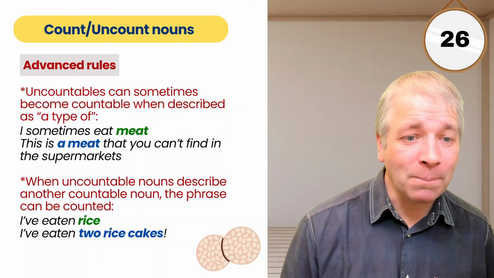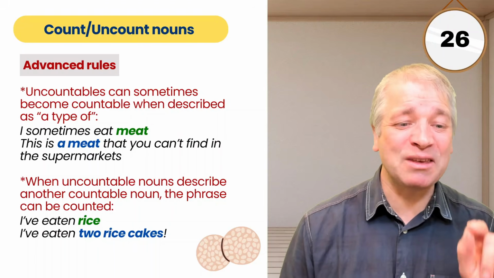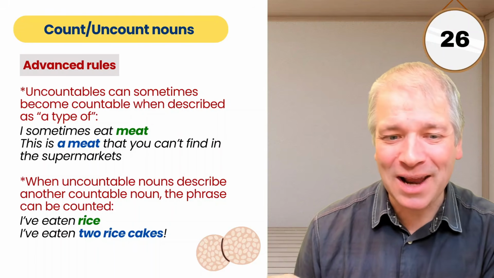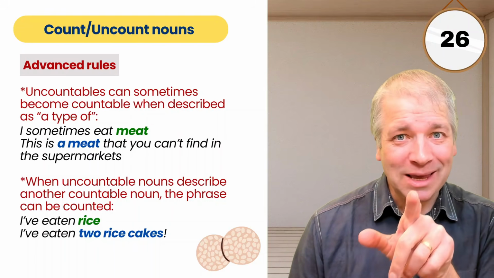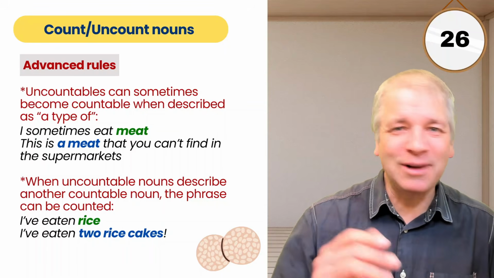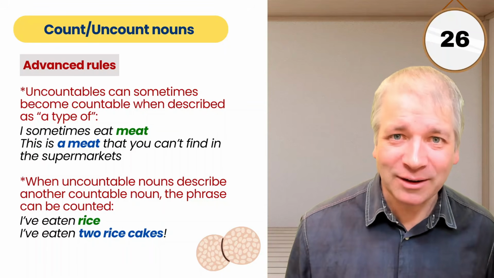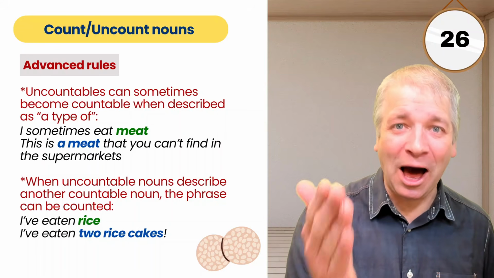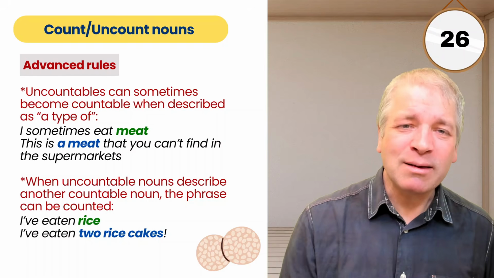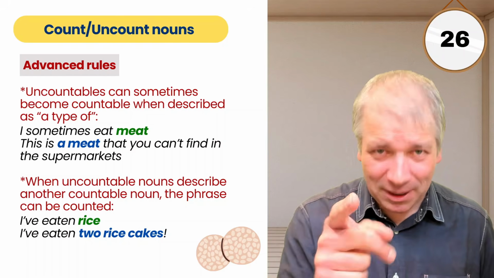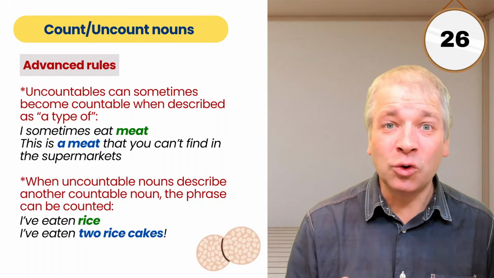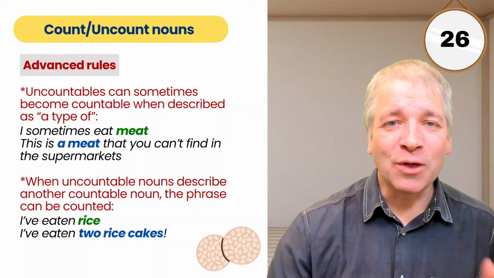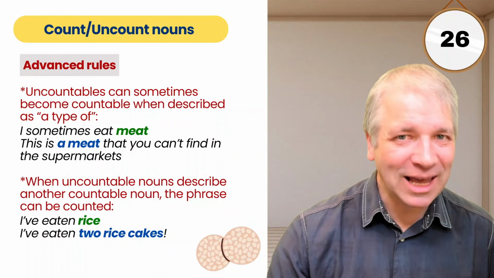Move on to the next one. When uncountable nouns describe another countable noun, the phrase still can be counted. The uncountable noun doesn't make the whole thing uncountable. So I've eaten rice. We know that rice is uncountable. But if rice is describing cake, then it becomes countable. I've eaten 2 rice cakes. The rice does not make the cake uncountable.